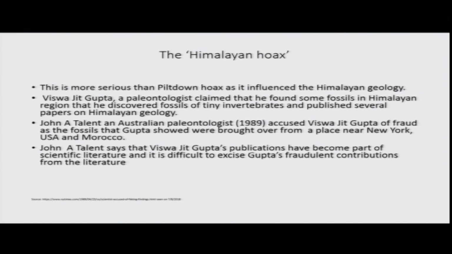John A. Tallant says that Viswajit Gupta's publications have become part of scientific literature, and it is difficult to excise or remove Gupta's fraudulent contributions from the literature. That is, the damage that he has done to the scientific literature is extensive, and this was exposed. However, Viswajit Gupta said this John A. Tallant has some personal animosity against him, and so he is making these charges.